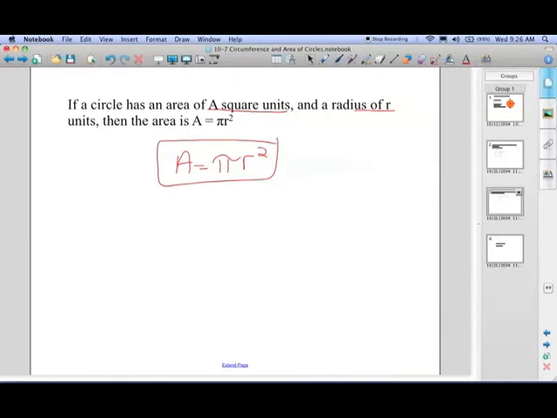And just like finding the area of parallelograms, triangles, and trapezoids, these problems are simply going to require you to substitute in the radius or the diameter to find the area or the perimeter or the circumference of the circle.